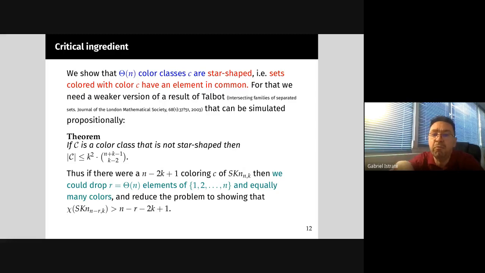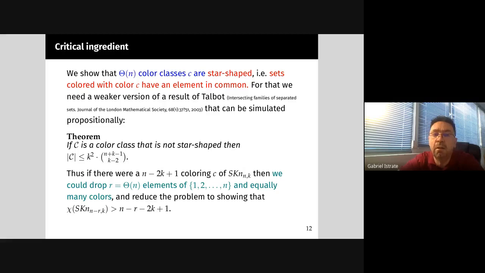And there is a theorem of Talbot that gives an upper bound on the size of a color class that is not star-shaped. We can't really make use of this result because we will need to simulate it propositionally. Instead, we prove a weaker version, which we can actually simulate propositionally. So we prove that if C is a color class in the Schrijver graph that is not star-shaped, then it has this upper bound on its cardinality.